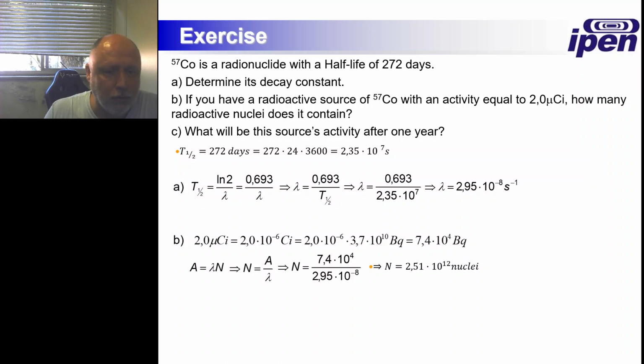Right, so that's it. You have 2.51 times 10 to the 12 nuclei in that sample. Just to give you an idea, this is much, much lower than the mass of 1 mole. If you remember, 1 mole is 6 times 10 to the 23. So you're talking about very, very small samples, in fact.